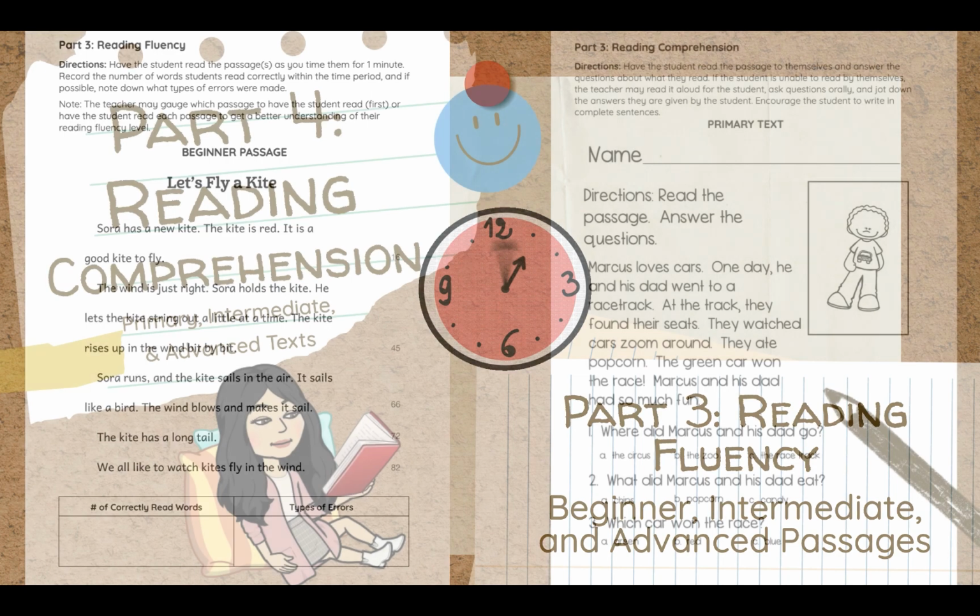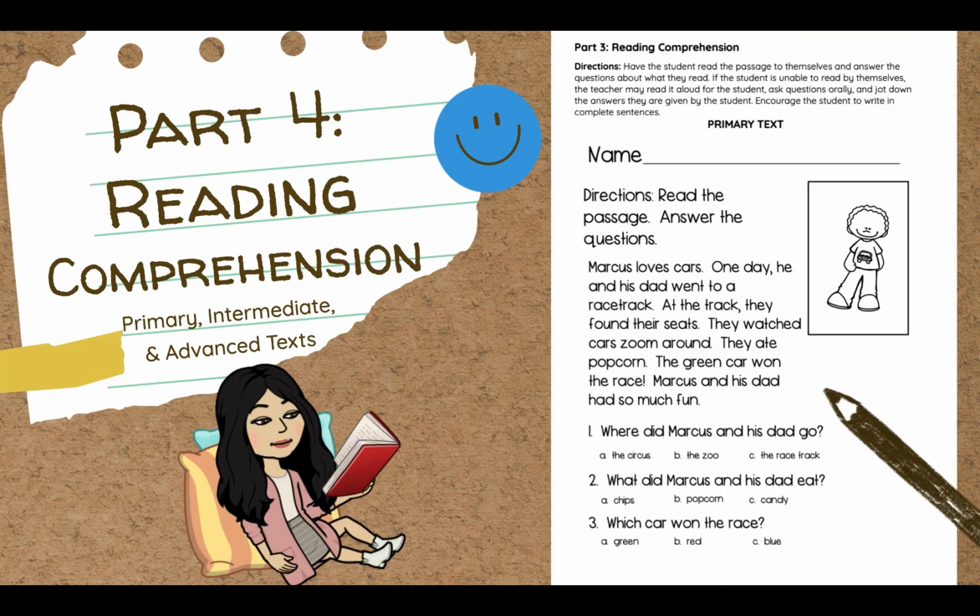And the last part of the needs analysis, part 4, is on reading comprehension. Just like the fluency part, the passages for comprehension are leveled by primary, intermediate, and advanced. Students will be tasked to read the passages to themselves and answer the comprehension questions that follow to the best of their abilities. If the student is unable to complete the comprehension part on their own, the teacher may read the passages and questions out loud to the student and have them answer orally.